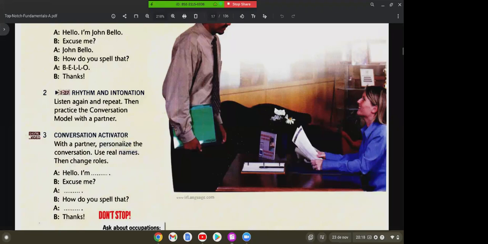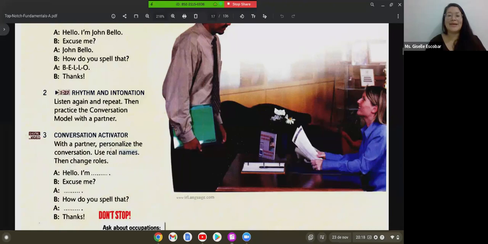Now, we have practiced spelling our names. Creo que ya practicamos bastante deletreando nuestros nombres. Así que para esta conversation activator, utilicemos el apellido, ¿ok? Deletreemos nuestro apellido. Now let's see. Brian and Anna. Brian, now you can start.